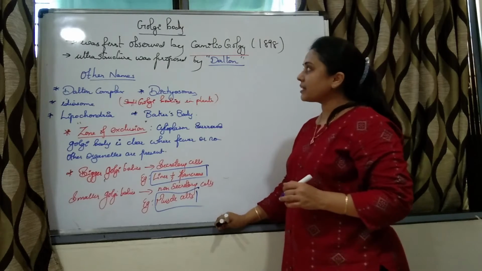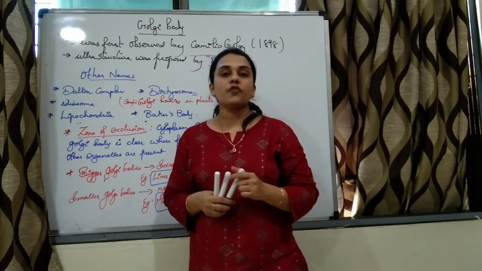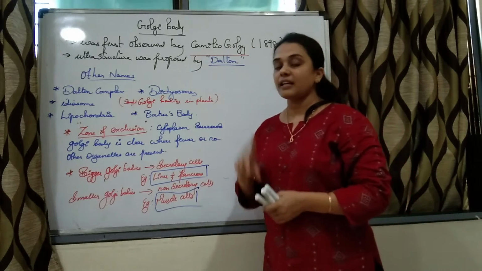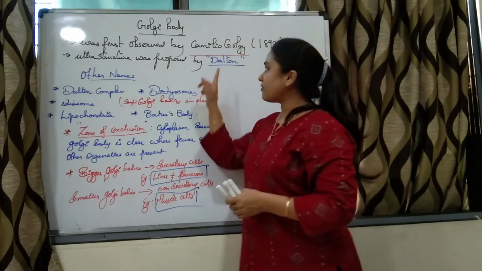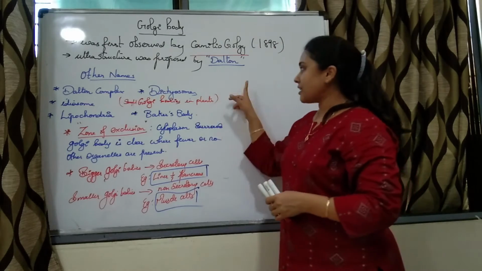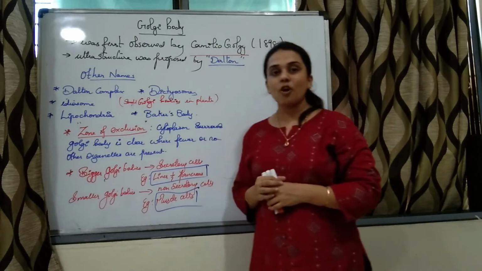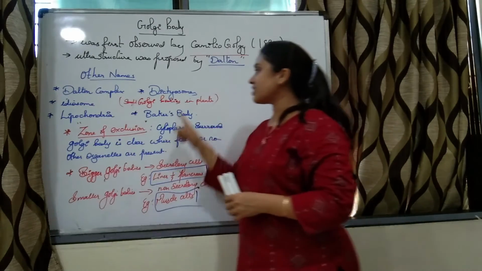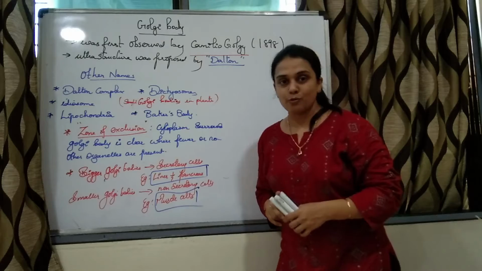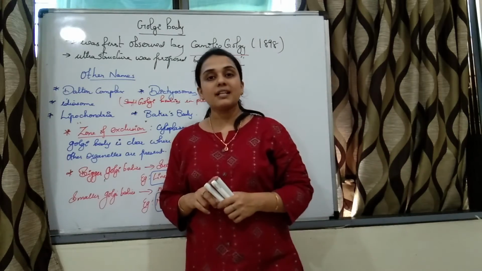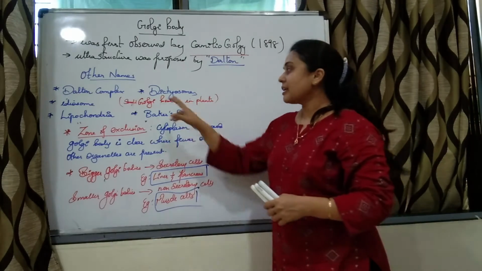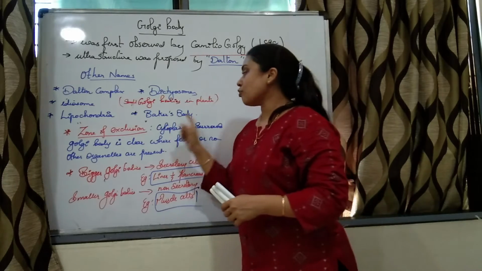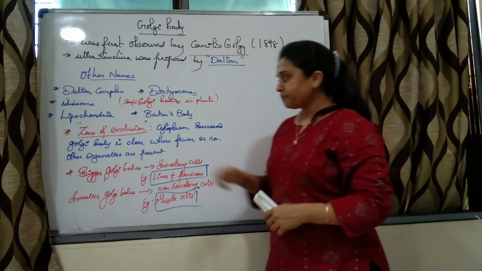Yes, students, this is clear, right? So, Golgi body was first observed by scientist Camillo Golgi in the year 1898. Its ultrastructure was identified by the scientist Dalton. That is why it is also called as Dalton complex. It is also called as idiosome. It is also called as lipochondria. It is also called as dictyosomes. Very important. What is dictyosomes? Dictyosomes are nothing but Golgi bodies, small Golgi bodies which are seen in plants. It is also called as Baker's body.